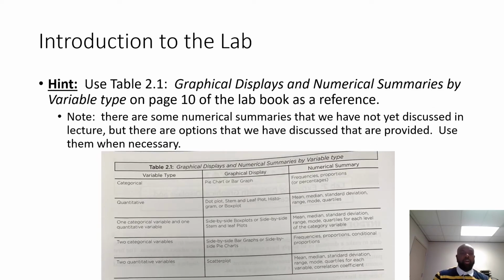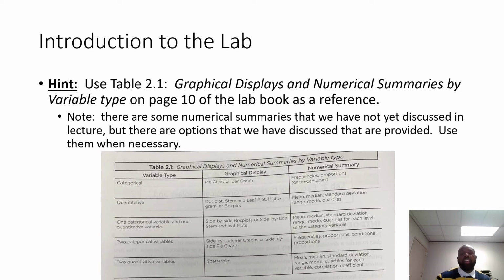Throughout this lab, you will be able to reference Table 2.1, which is called Graphical Displays and Numerical Summaries by Variable Type. As you can see in this cutout or picture of that table, you have your type of variable, like categorical, quantitative. You may have a situation where you have one categorical variable and one quantitative variable, two categorical variables, or two quantitative variables, right? The variable type is in that first column.